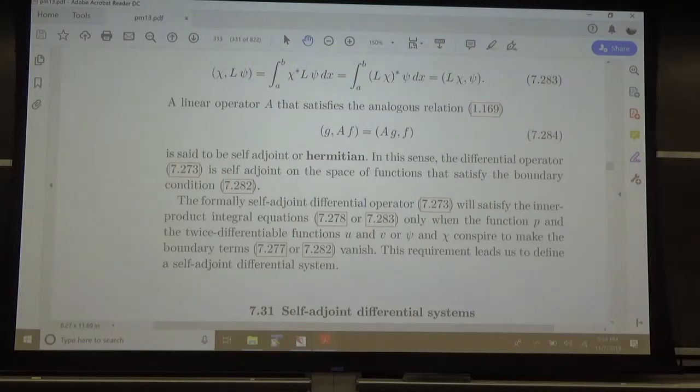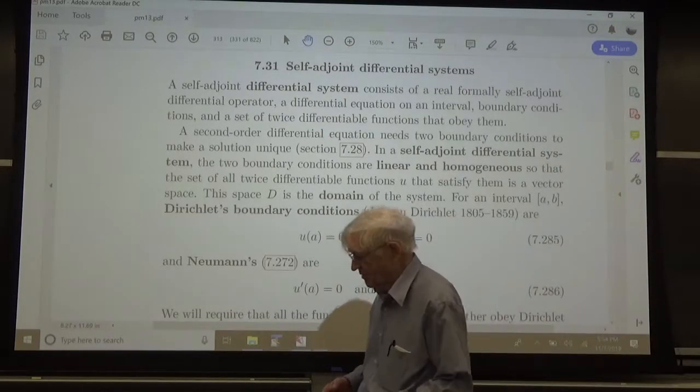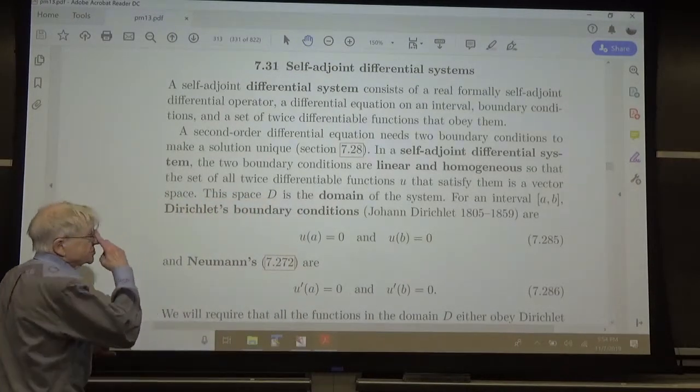So we need the boundary conditions in order to have the operator actually be self-adjoint. And that leads us to define a self-adjoint differential system. This is how the mathematicians think about it. A self-adjoint differential system is a real, formally self-adjoint differential operator, as we defined it earlier, a differential equation on an interval, boundary conditions, and a set of twice differentiable functions that obey the boundary conditions. And of course, they must be differentiable on the interval.